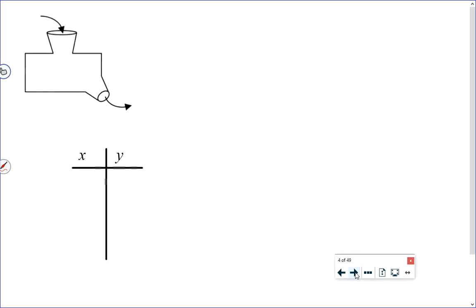You can think of a relation as being this machine that takes an input, does something to it, and spits out the output. For example, if I put the number 3 into this relation and I get the number 7 out, that means the input is 3 and the output is 7, and that means that (3, 7) would be a point on the relation. Okay, this is nothing new. It's just a new way of looking at it.